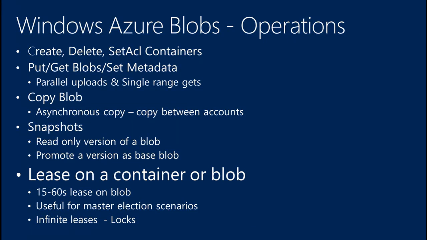So what can you do with a blob? You can create it, you can delete it, you can set these permissions. We call them ACLs or ACL policies. There's metadata. You can do parallel uploads. Single range gets, this is useful, for example, for media streaming. Let's say I did upload a single blob. You could do a get and say, give me 0 to 1 megabyte. Now give me 1 to 4 megabytes. Now 4 to whatever. And you can kind of seek around a blob as you'd like.